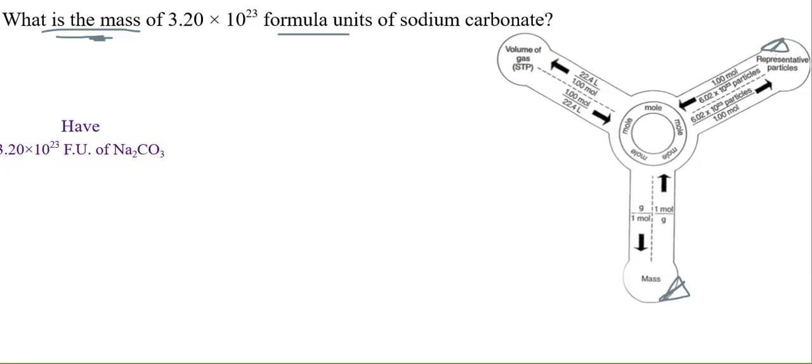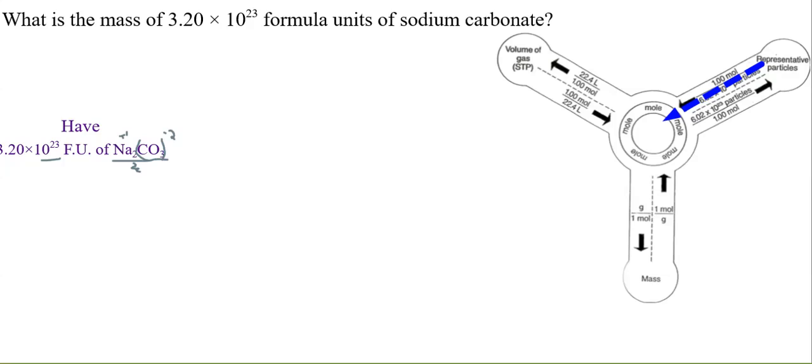Starting with what we have, 3.2 times 10 to the 23 formula units of sodium carbonate. So sodium carbonate, if you actually write it out, is Na2CO3 because sodium has a +1 charge, and if you look at your polyatomic ion charts, carbonate has a -2 charge. So when you crisscross them, the 2 has to go down right next to the sodium.